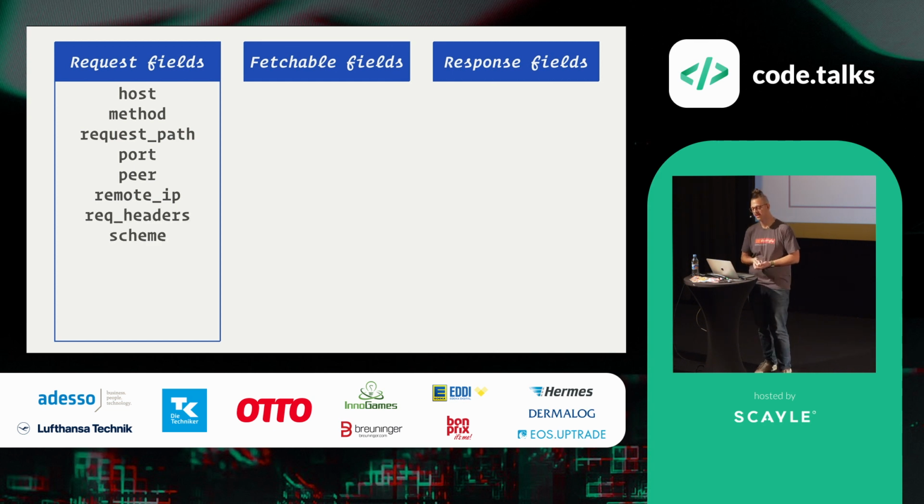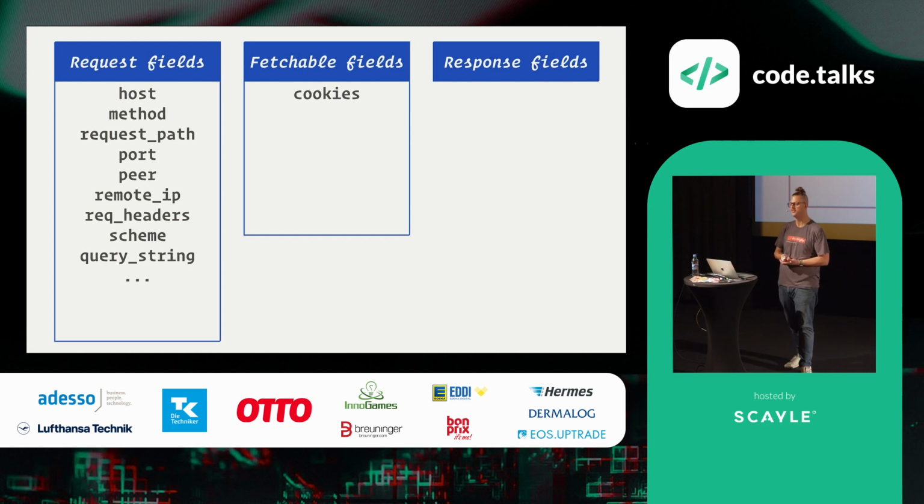Then we have request headers, the scheme, which you could translate to the protocol, the query string, and a few more. But this really is what defines a request in Plug. Then we have fetchable fields. Fetchable fields are different to request fields in a way that they are initially left empty and you need to explicitly fetch them. This is done for performance reasons, right? There could be very big data chunks in there, or things that require massive computation to fetch and compute them. So you need to explicitly fetch them before you can actually retrieve them.